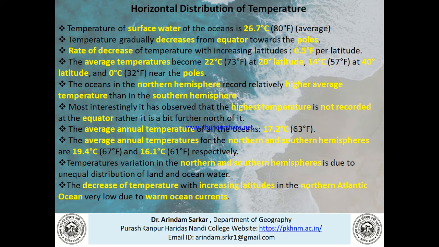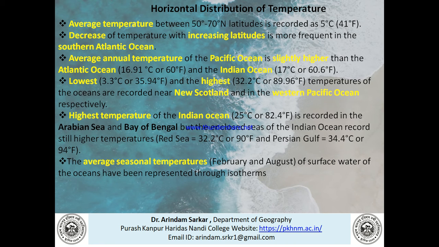Now, the decrease of temperature with the increase of latitude in the northern Atlantic Ocean is very low due to warm ocean current. Here, warm ocean current is present. Average temperature between 50 degrees north to 70 degrees north latitude is recorded as 5 degrees centigrade. That is equal to 41 degrees Fahrenheit also. Decrease of temperature with the increase of latitude is more frequent in the southern Atlantic Ocean.